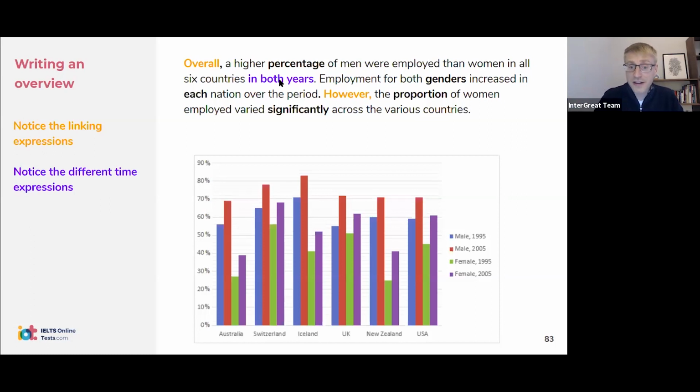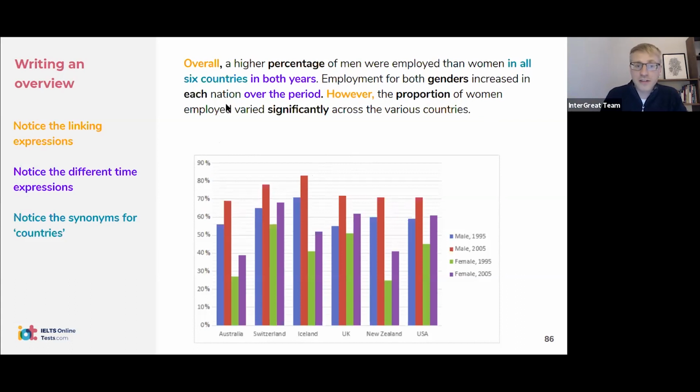Dramatically would be good. Yep. Beautifully, maybe not as accurate there. It's very poetic though. So yes, very dramatically would be good. We've also got over the period as well, instead of repeating in both years. We've also got the synonym for country. So instead of saying 6 countries, we've said in each nation. And here we've got across the various countries. So a few different ways of expressing this. Substantially as well. Very good.